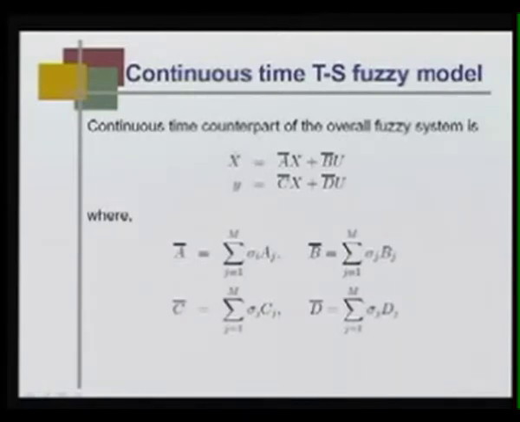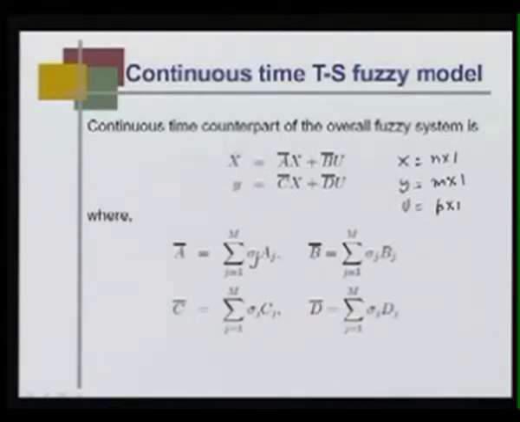So, just like we did for discrete time, similarly we can say for continuous time, instead of x k plus 1, I will write x dot is a bar x plus b bar u, where again x is an n into 1 dimensional vector, y is, whatever we wrote earlier, an m into 1 dimensional vector, and u is a p into 1 dimensional vector. Okay. And again the whole thing is similar: a bar is sigma j a j, b bar is sigma j b j, c bar is sigma j c j, and so forth.